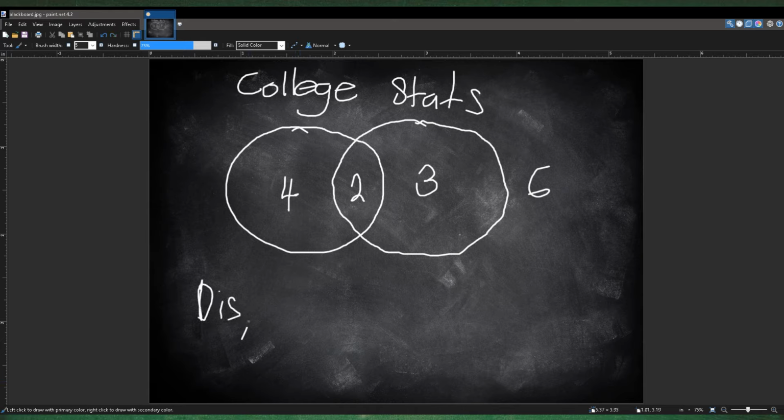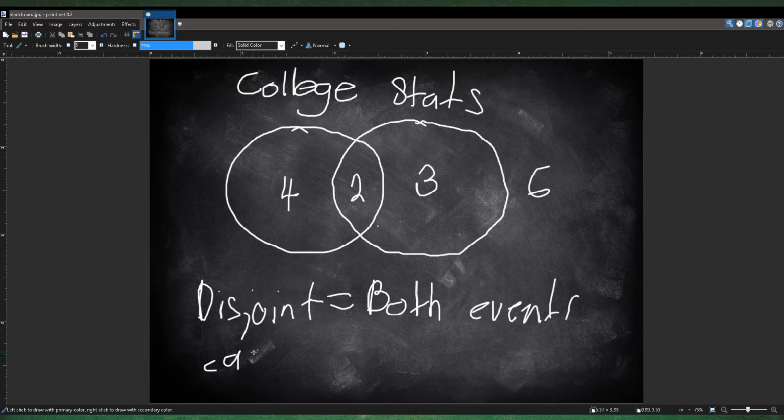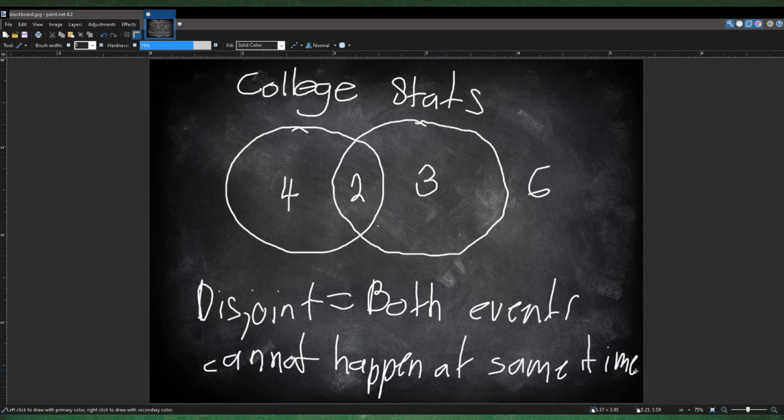Disjoint is defined as both events cannot happen at the same time. So remember, college is not disjoint with stats because college and stats can happen at the same time.